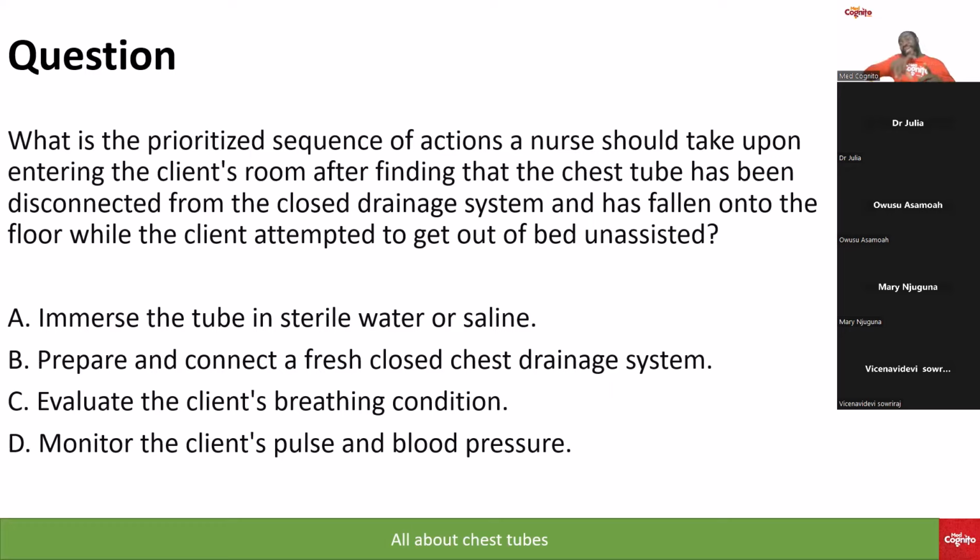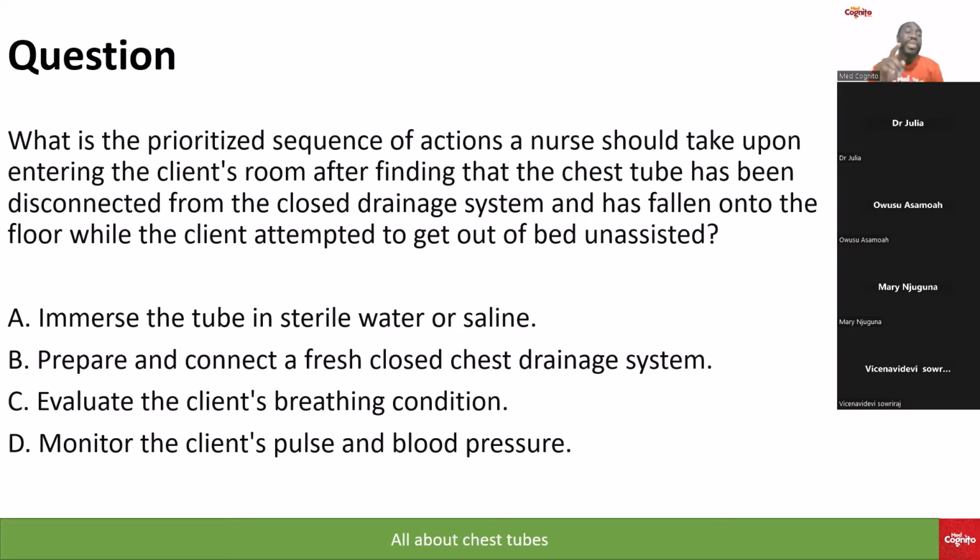So we are looking at your nursing prioritization. If you go in there, the patient's chest tube has been disconnected and it's falling onto the floor. What are you going to do? Put it in the sterile water so that it does not allow negative air back in, to evaluate the client's breathing condition. That would be number two for me. Number three, monitor the client, and four will be prepare the connection to connect another chest tube.